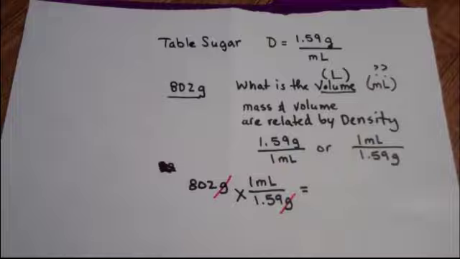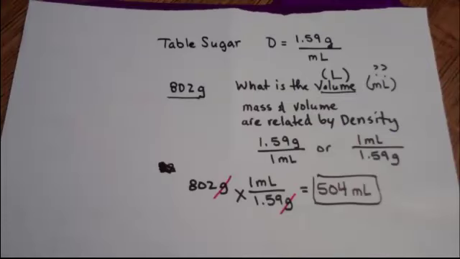And if we do this calculation, we will find that this answer is equivalent to 504 milliliters. So we would say 802 grams of table sugar should take up 504 milliliters of space. And that's an example of a density problem.